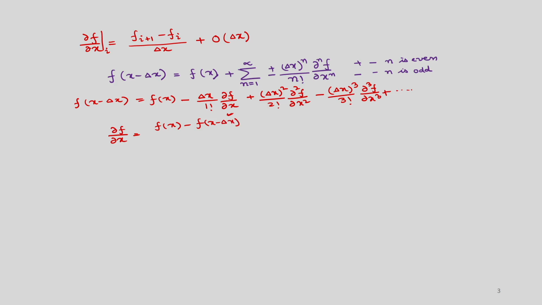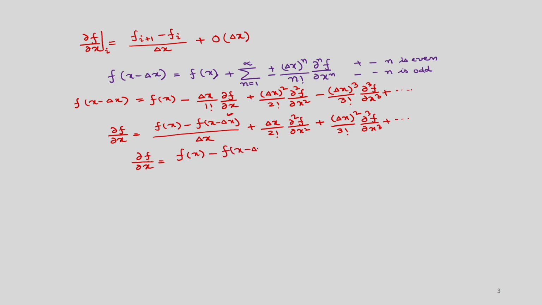So, I have taken del f by del x on the left hand side and f x minus f x minus delta x on the right hand side divided by delta x, okay, and this will be this side only. So, it will be plus delta x by factorial 2 del 2 f by del x square plus delta x square by factorial 3 del cube f by del x cube. Okay. So, if you truncate it up to this, then your finite difference approximation is del f by del x is equal to f x minus f x minus delta x divided by delta x, okay.